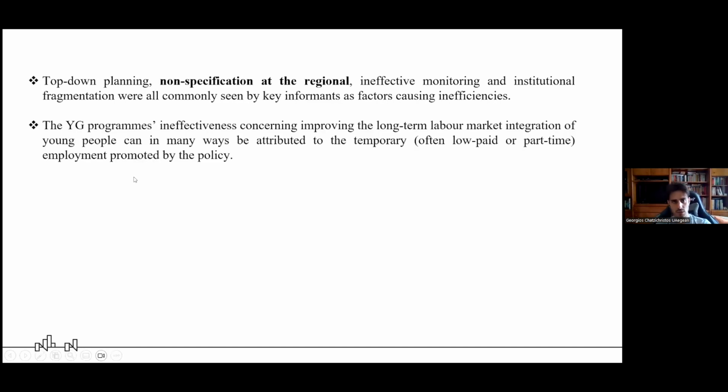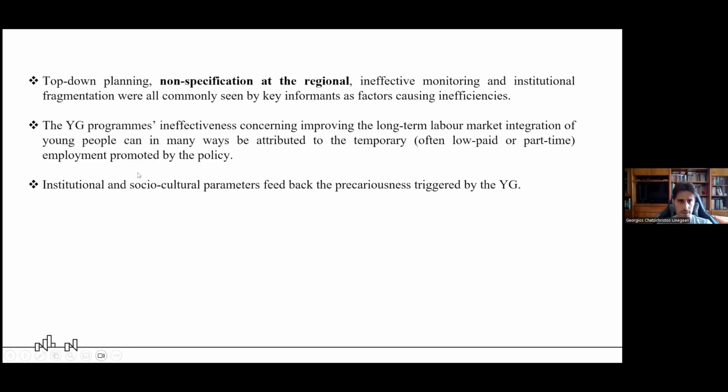Some of them I present you here is the non-specification at the regional level. There is not efficient monitoring, institutional fragmentation. This is something quite common, especially in the European South. The institutions are not working so well. So there is this miscommunication between different institutional levels and so on. And of course, other social cultural parameters.